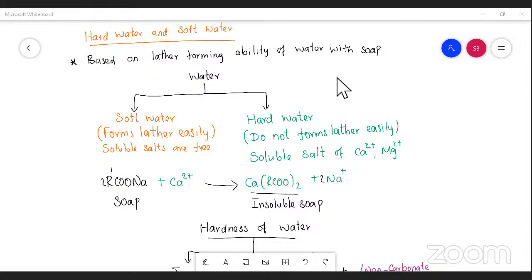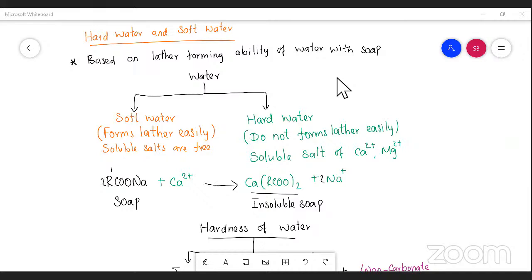Okay. And what are the chemicals which cause temporary hardness? Calcium and magnesium bicarbonates. Very good. And permanent hardness is caused by the presence of soluble salts of magnesium and calcium, namely chlorides and sulfates. Isn't it sulfide or sulfate? Sulfate.